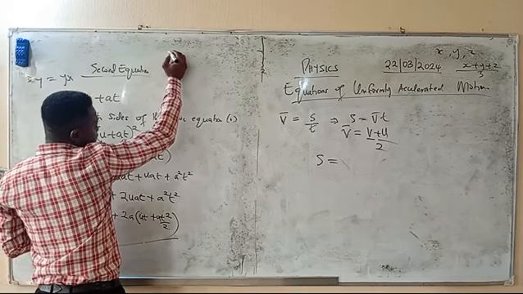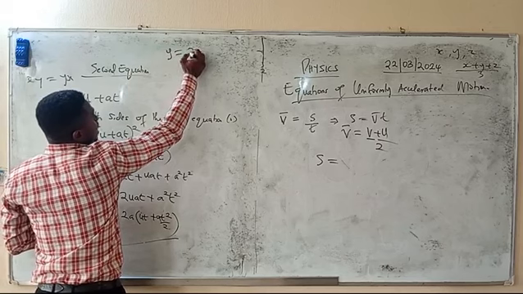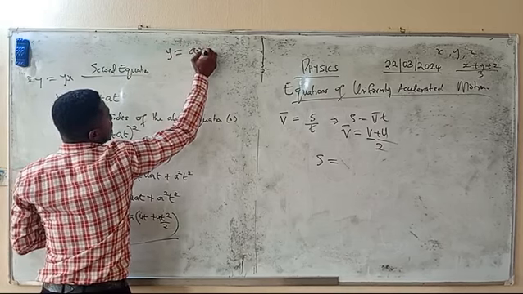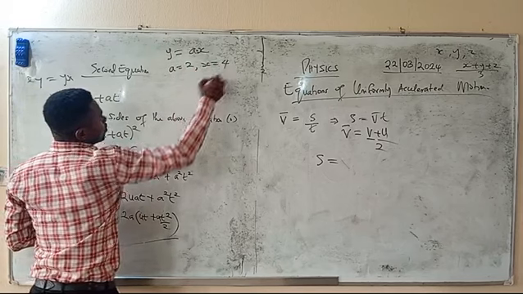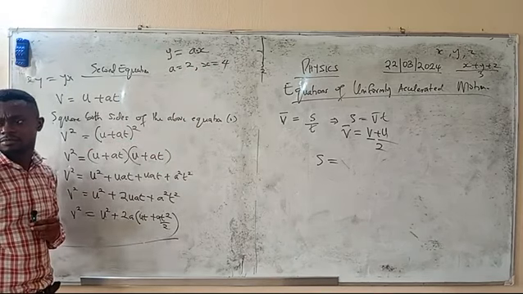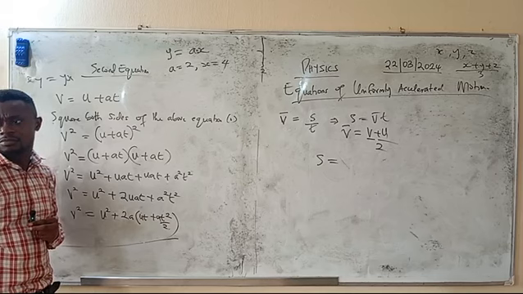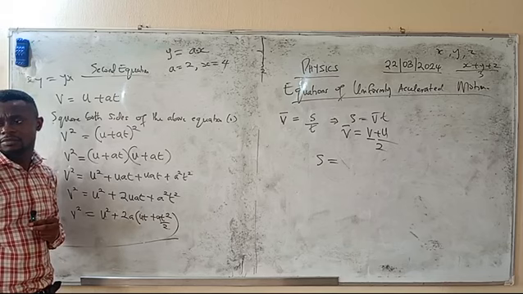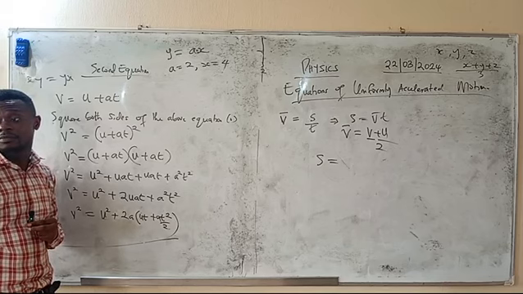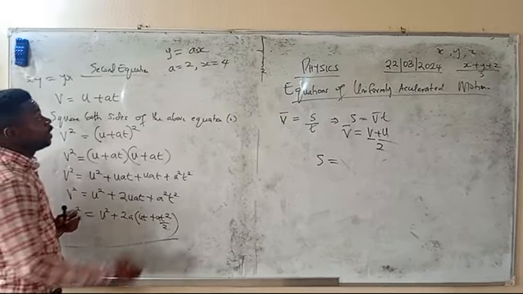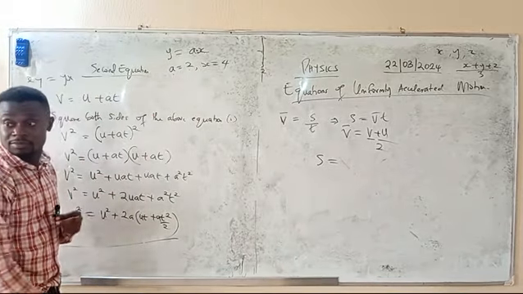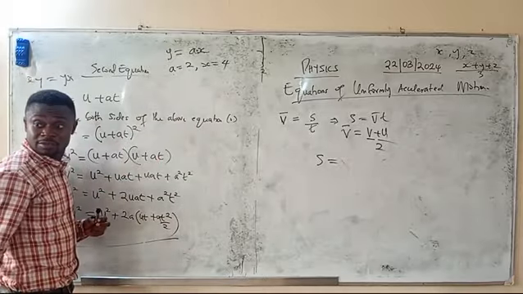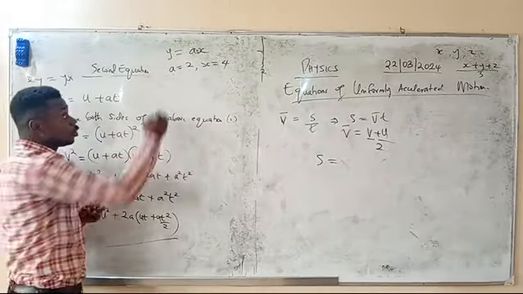Okay, look up. If you have y is equal to ax, a is 2, x is 4, what is y? Anywhere you see a, you put 2. Anywhere you see x, you put 4, is it not? So tell me, what is y?